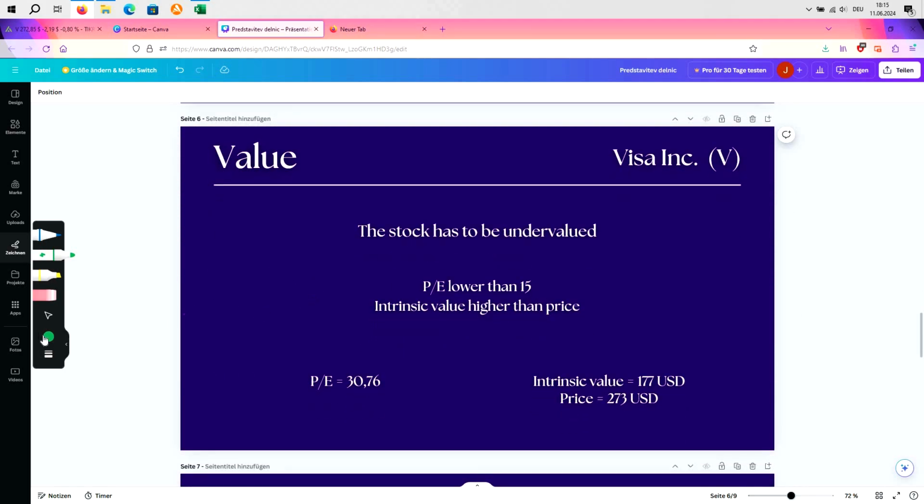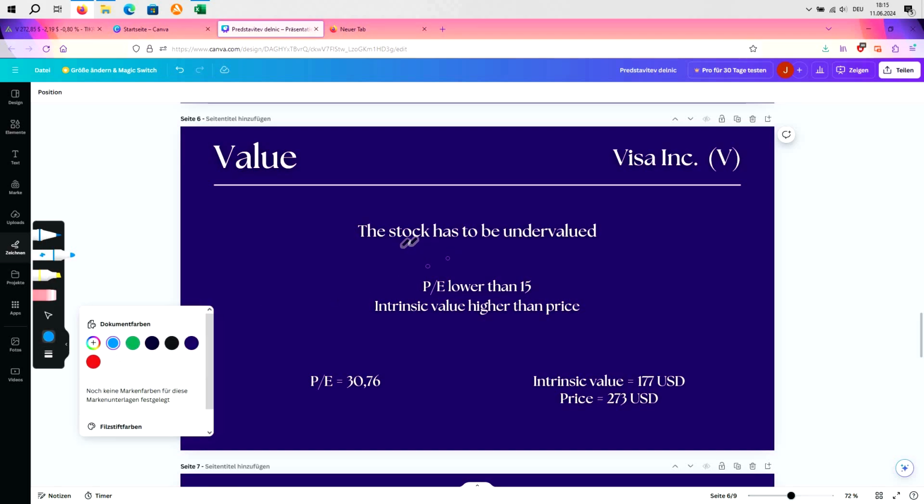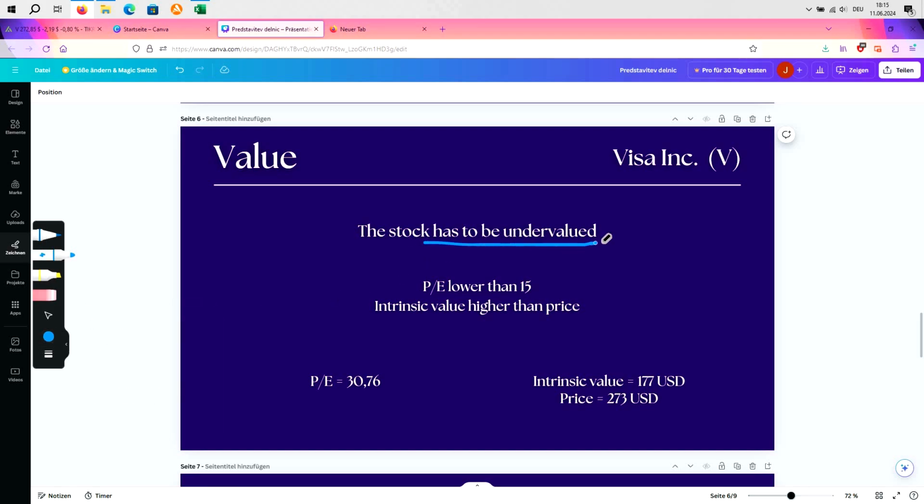Okay, now we come to the value. And with value, we want to see that the stock is undervalued. Now, how do we decide whether the stock is undervalued or not? We have two things that we analyze. Thing number one is P/E ratio, and thing number two is called intrinsic value.